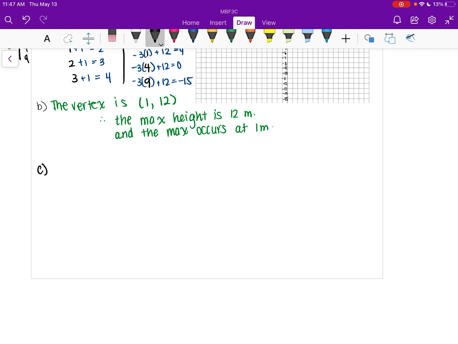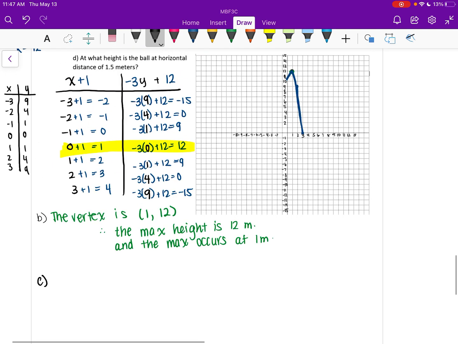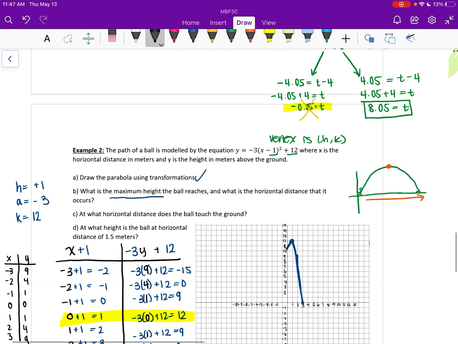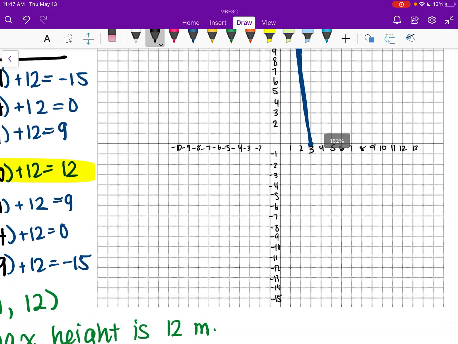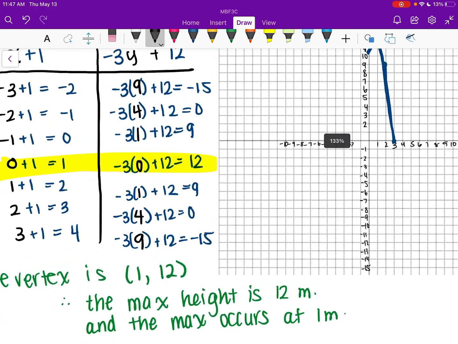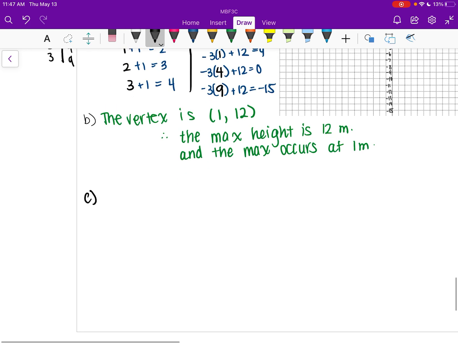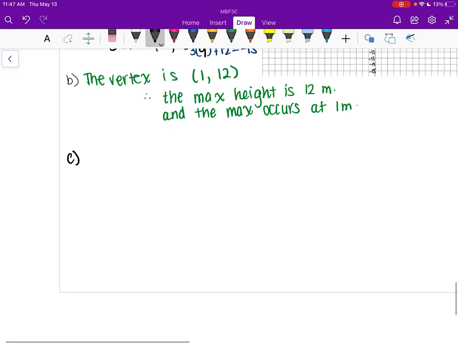So moving forward, we're going to say, okay, what is the horizontal distance? At what horizontal distance does the ball touch the ground? We kind of already have it from our graph, right? We kind of already have it from our table of values, but for the sake of clarity, let's just try to find it mathematically as well.